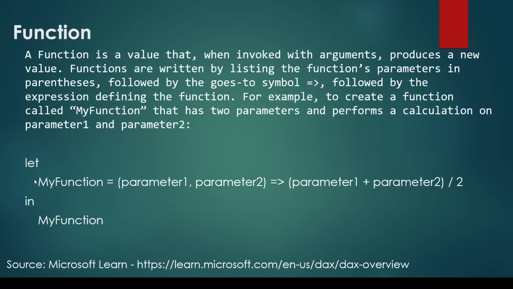So the first statement is let my function equals the parameters, parameter 1 and parameter 2. You can have more than 2 parameters. That's not a limitation. That's just an example. And then the goes-to or the arrow symbol. Then you have in the parenthesis parameter 1 plus parameter 2, meaning we are first adding them and then dividing it by 2. So this function is going to return the combined half value when we invoke it. And then in my function, you are returning the value which is finally returned by my function.